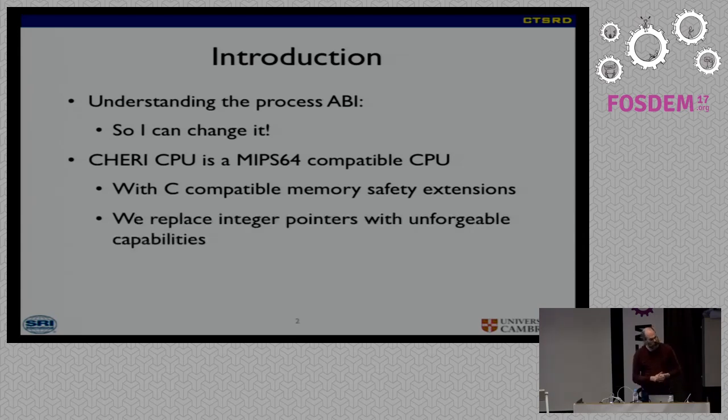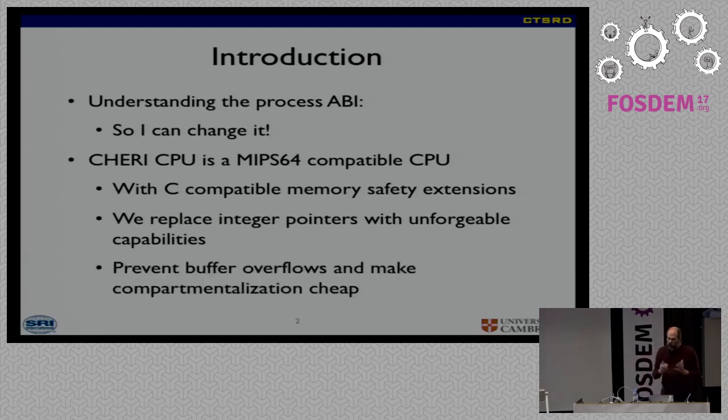Just a few more things about our architecture. We replace integer pointers with unforgeable capabilities. This means that you can't materialize pointers out of thin air. If, say, you're the author of libcurl, you can't download them off the internet by accident and run them. Things like that. And as I said before, we prevent buffer overflows, and we also make compartmentalization extremely cheap. We'd like to be able to go from current compartmentalization, where something like Chrome or Firefox has a process per tab, to having 1 million compartments in your web browser.